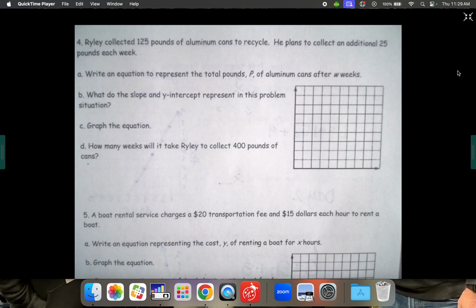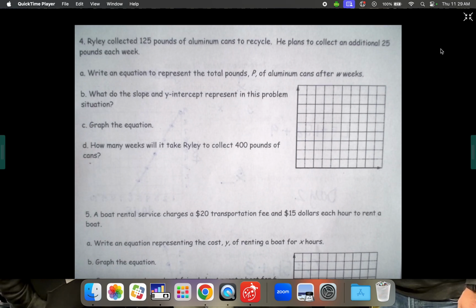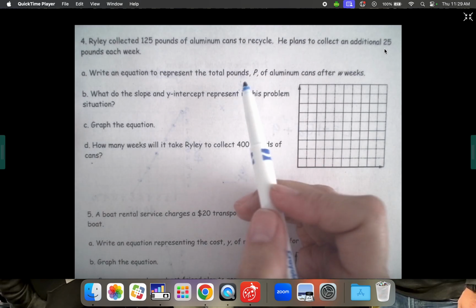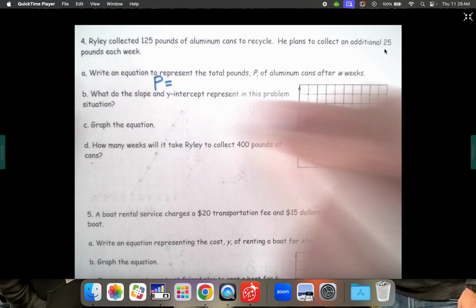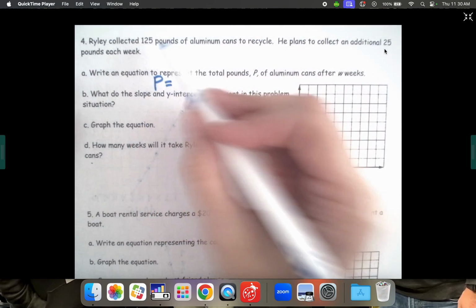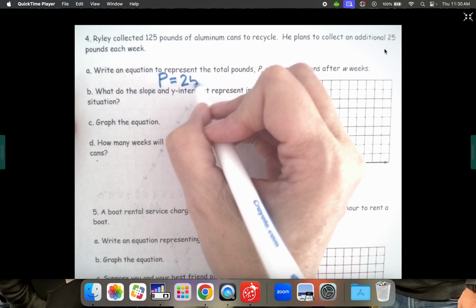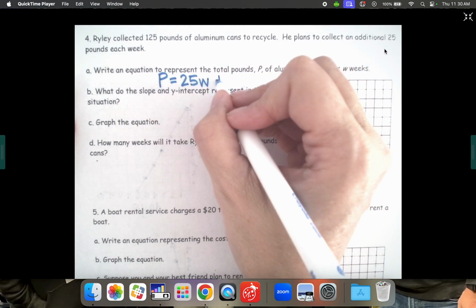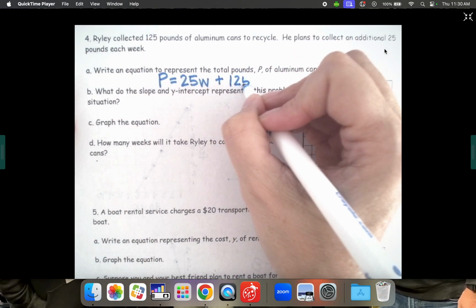All right, Riley collected 125 pounds of aluminum cans to recycle. He plans to collect an additional 25 pounds each week. Okay, so let's write an equation first. The total P pounds of aluminum is equal to the 25 he's going to collect each week. So 25 per W, they want us to use W for weeks, plus the original 125 that Riley already has.